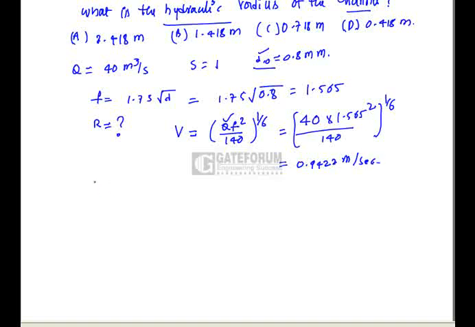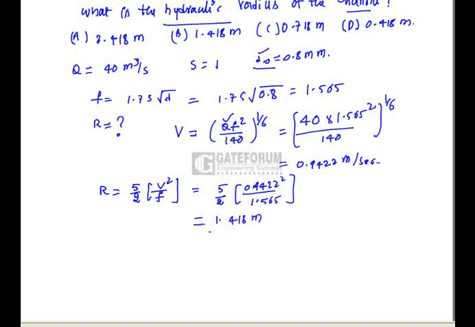And the hydraulic radius R is equal to 5 by 2 V square by F, that is equal to 5 by 2 into V, 0.9422 square, by F, 1.565. So by calculating this, we will get the value 1.418 meter. So option B is correct.